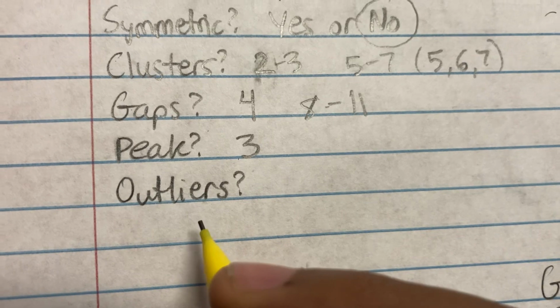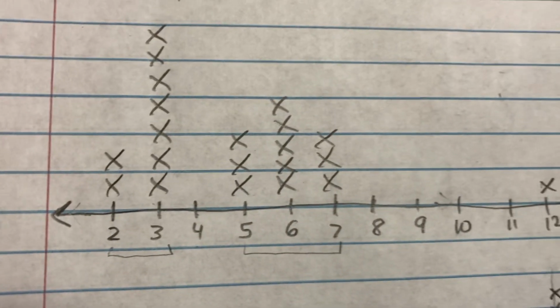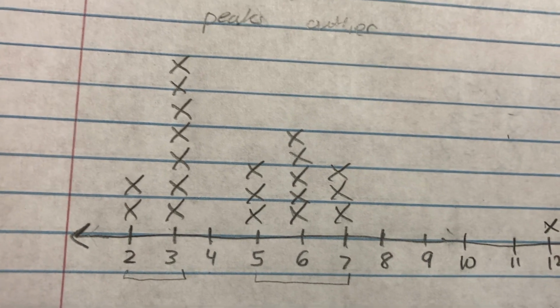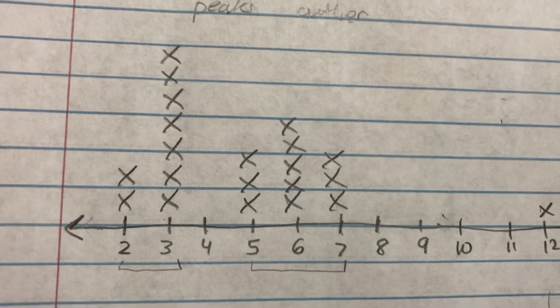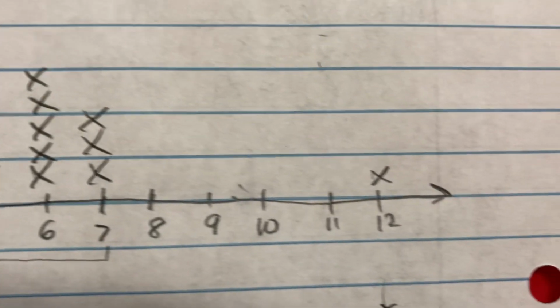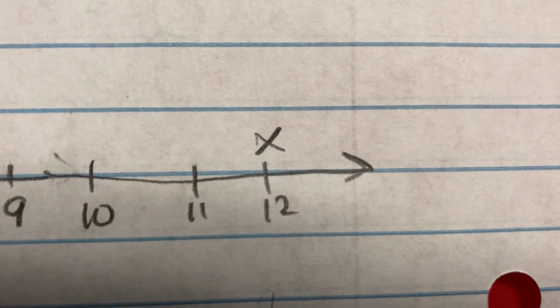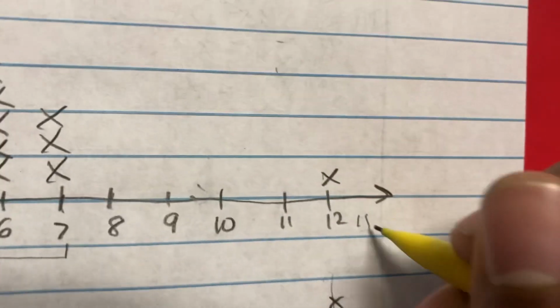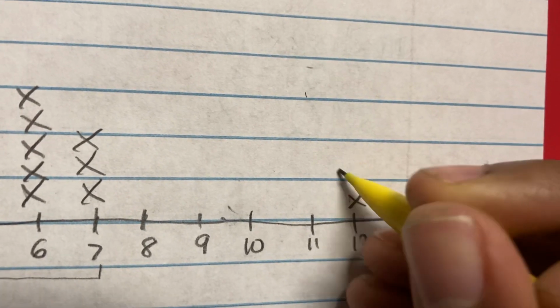The last one is any outliers. That's any lone number, any lone data point that is far away from everybody else. Do you see any lone data point that is far away from everybody else? Look at 12 over here. He's so lonely. He has no one, no points.